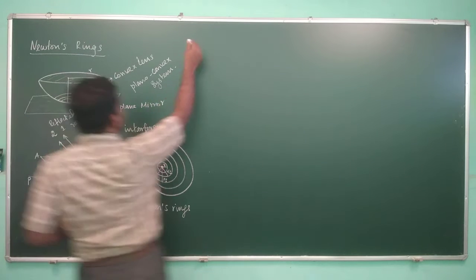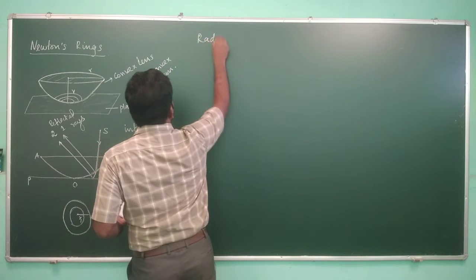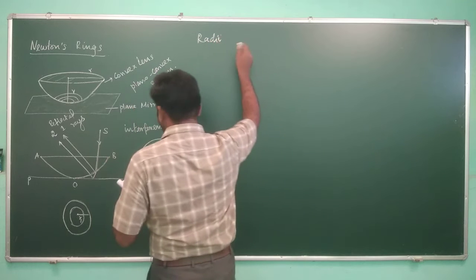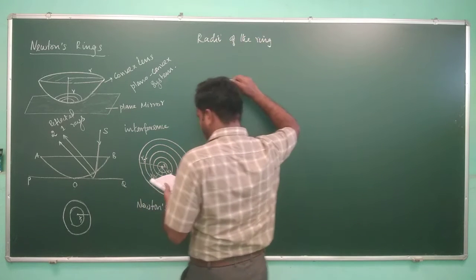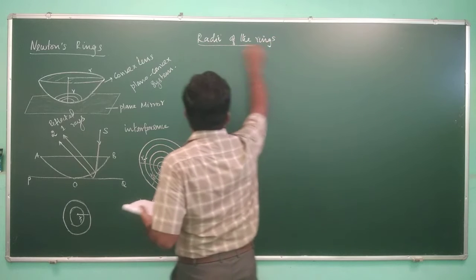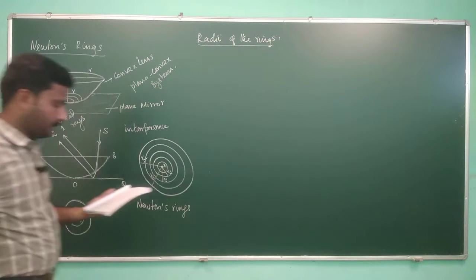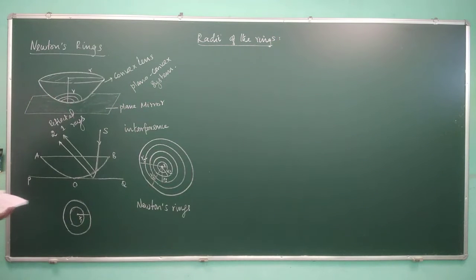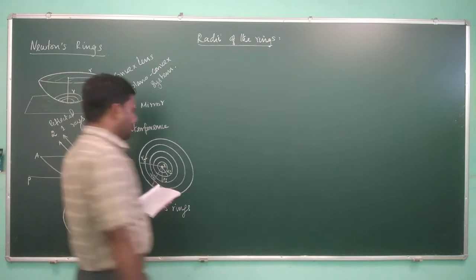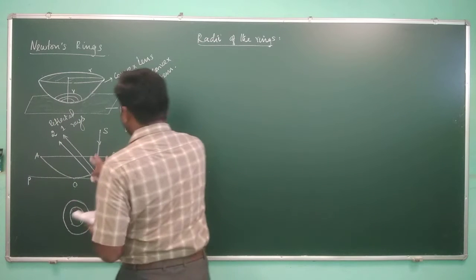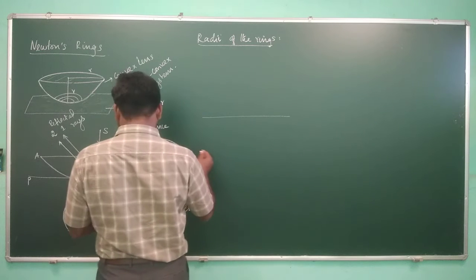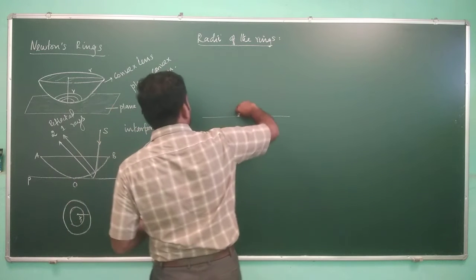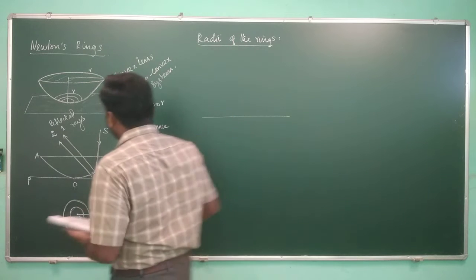Okay, so the radii of the rings. For this purpose, let us consider a situation. And let us draw the plano-convex system like this. So this is the plane surface, and let me complete the entire system of the circle, right?